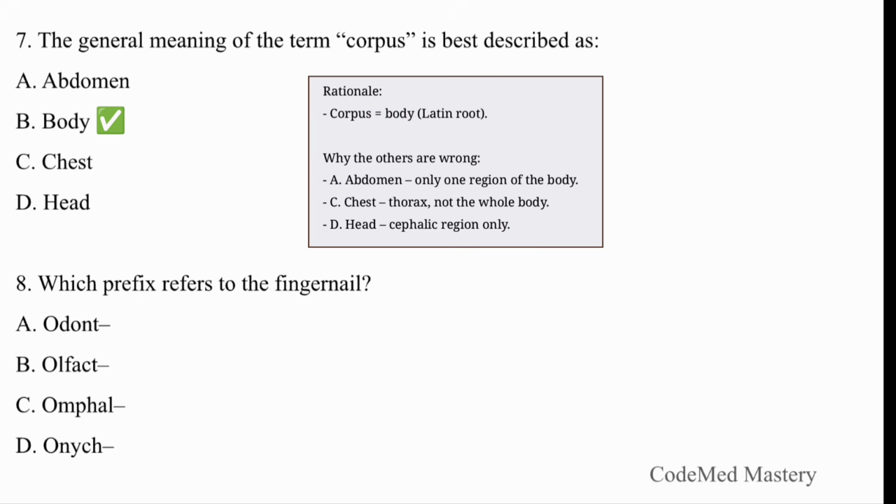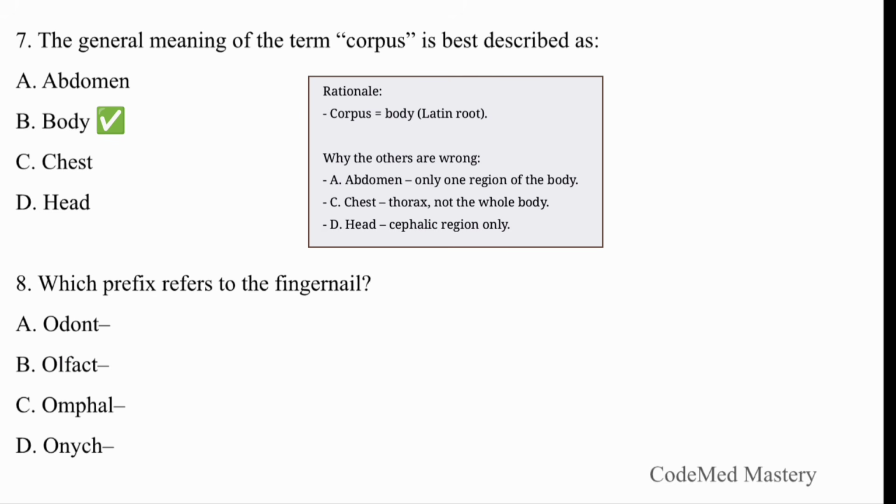Corpus refers to body. And option A, abdomen, that is region of the body. Option C, chest, is thorax, not the whole body. And head is the cephalic region. Corpus refers to body. Next question.